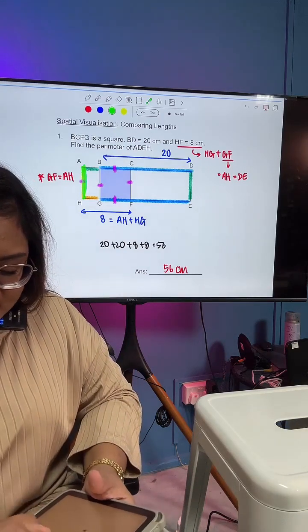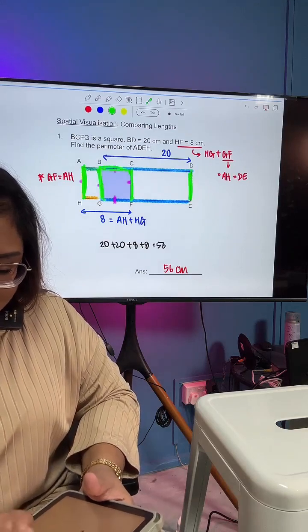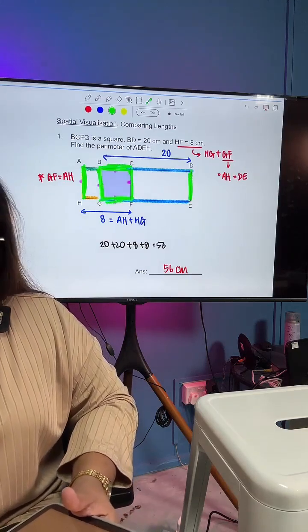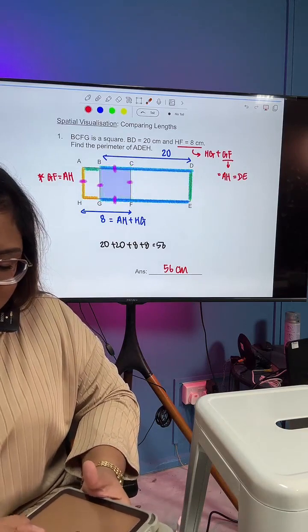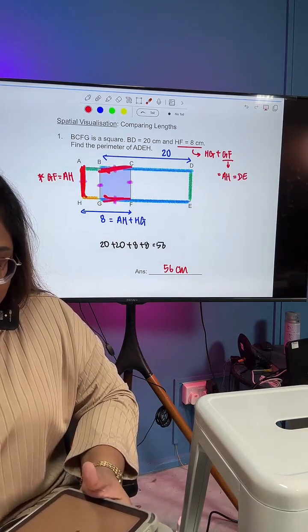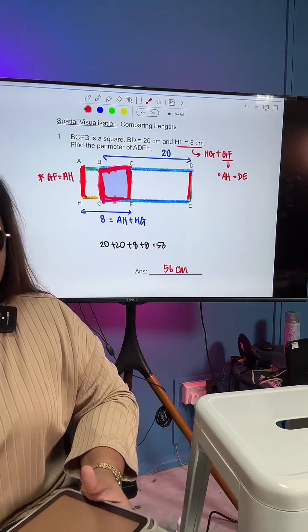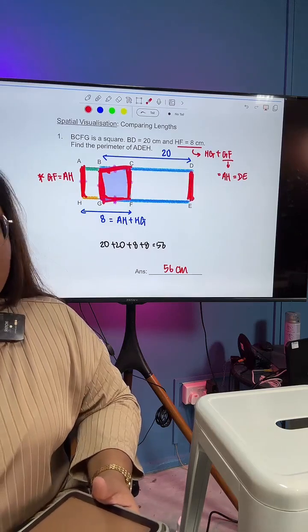This, that. All the highlighted ones in green. If you can't see, let me change it to red. All the highlighted ones in red are of the same length because it is a square. Okay?